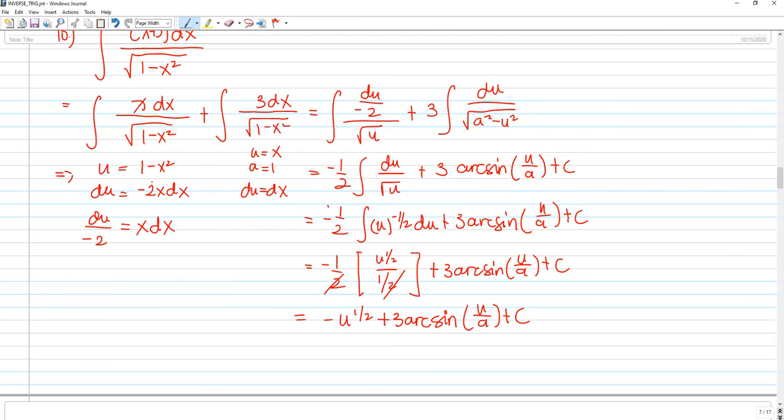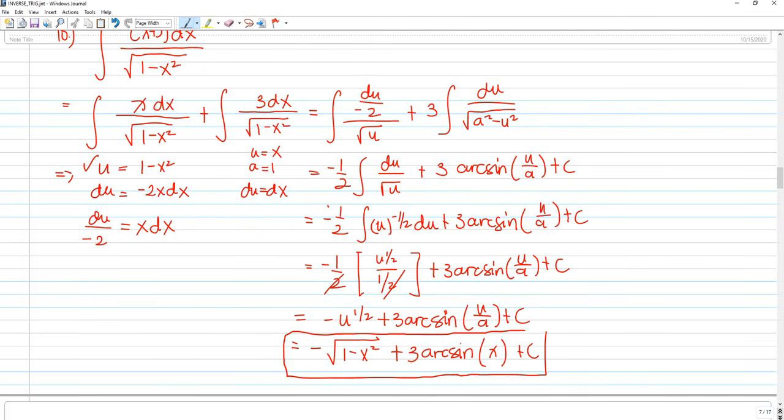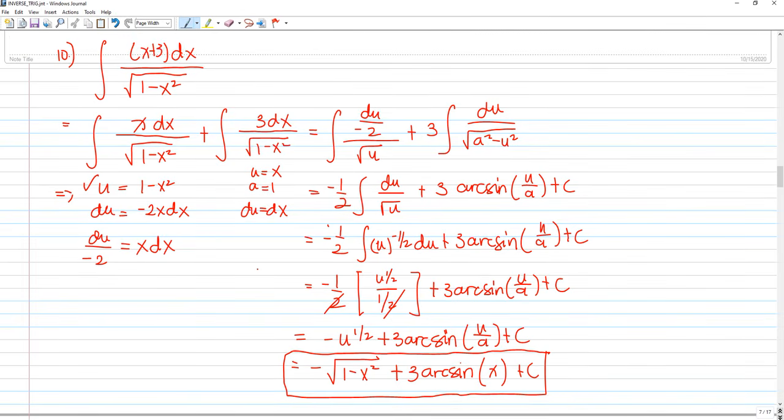So the u here, take note, the value of u, negative square root, because of the 1 half, of 1 minus x squared plus 3 arc sine. Back substitute the meaning of u here. What's our substitution for u? It is x all over a, which is 1. So simply this becomes x, okay, plus c. And that should be our answer for this problem of integrals yielding inverse trigonometric functions.